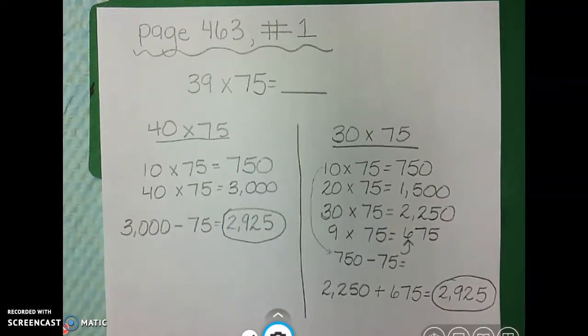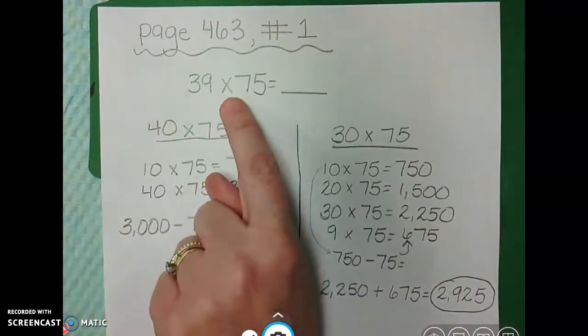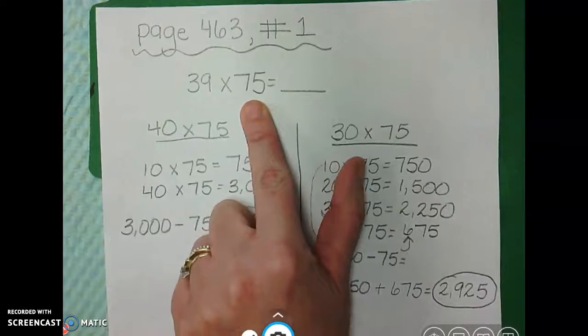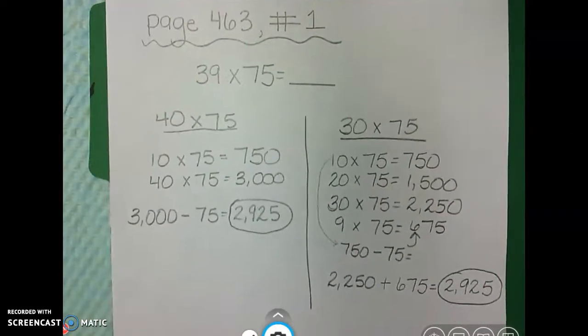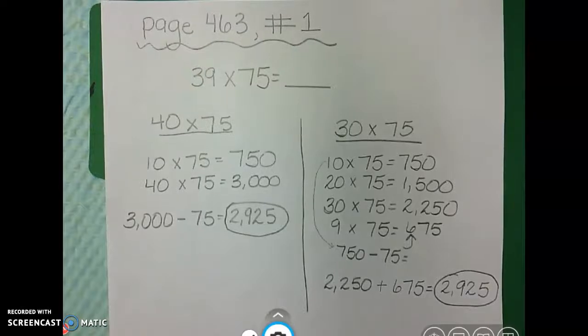All right, I would like for you to get out your Math Student Activity Book and open up to page 463. We are going to look at problem number 1, 39 times 75. I want to look at a couple of different strategies to solve this problem, because we have a two-digit number times a two-digit number. So we're on page 463, looking at problem number 1.